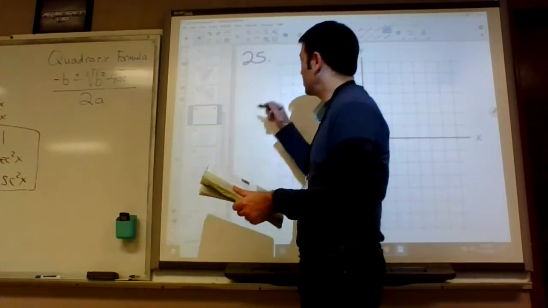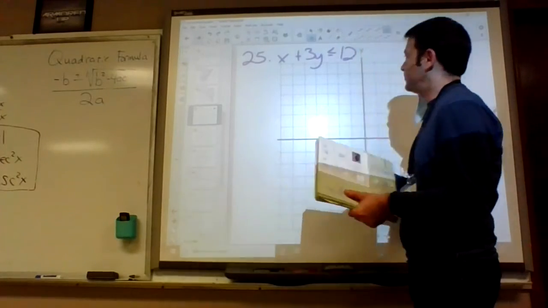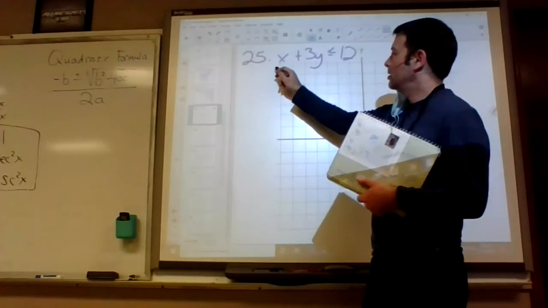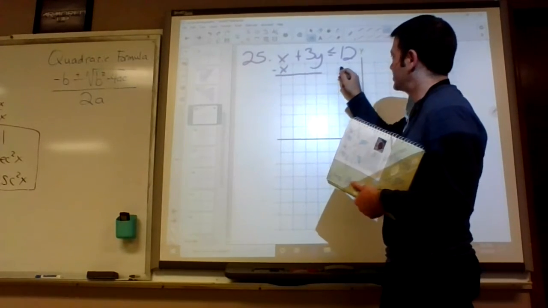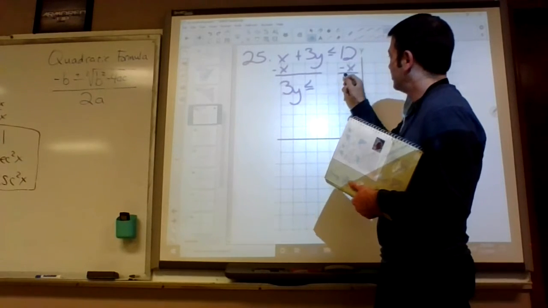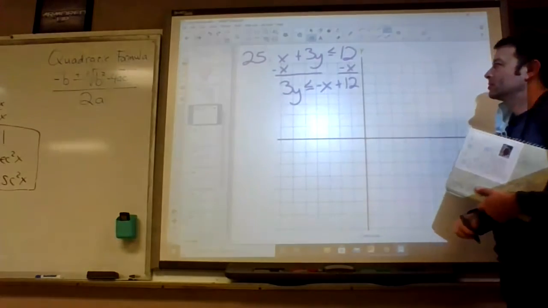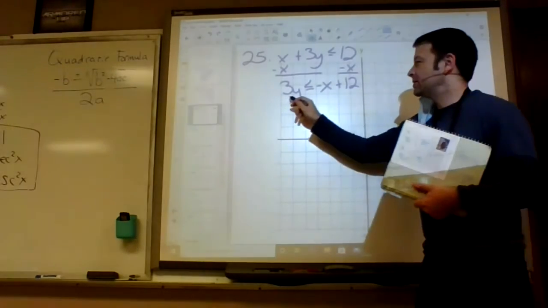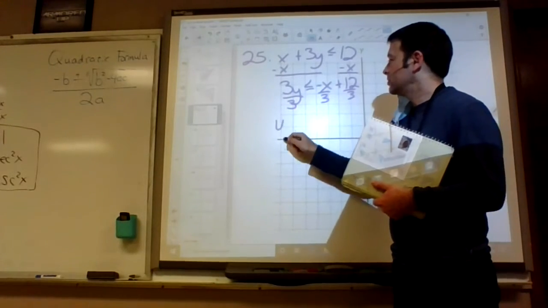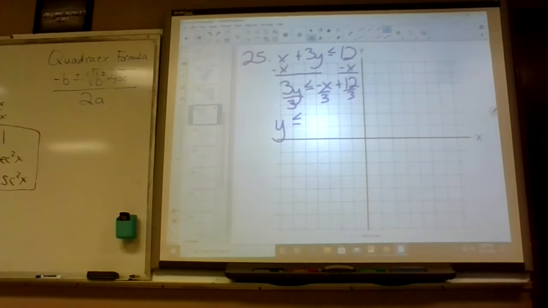Alright, 25: x plus 3y is less than or equal to 12. What do I do first? You get rid of the x over here. Minus x, minus x. So I get 3y. We're going to put minus x in front of positive 12, plus 12. Divided by 3, divided by 3. Okay, I didn't switch the inequality because I divide by positive 3.